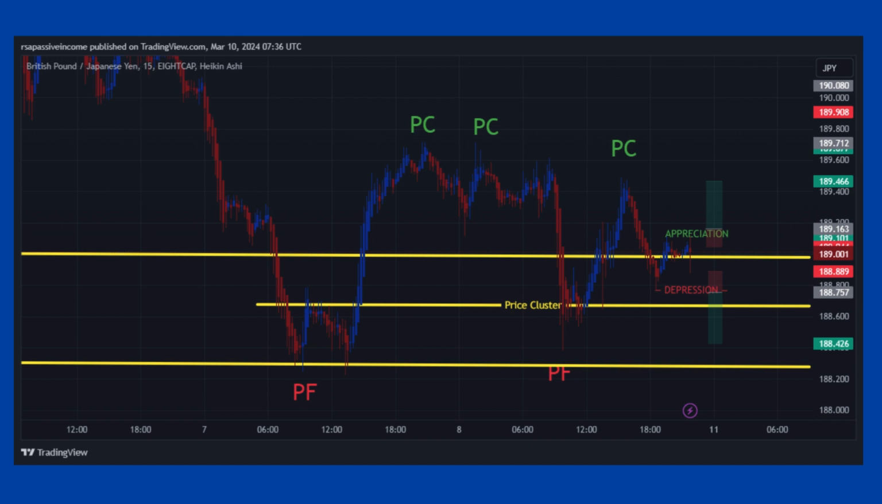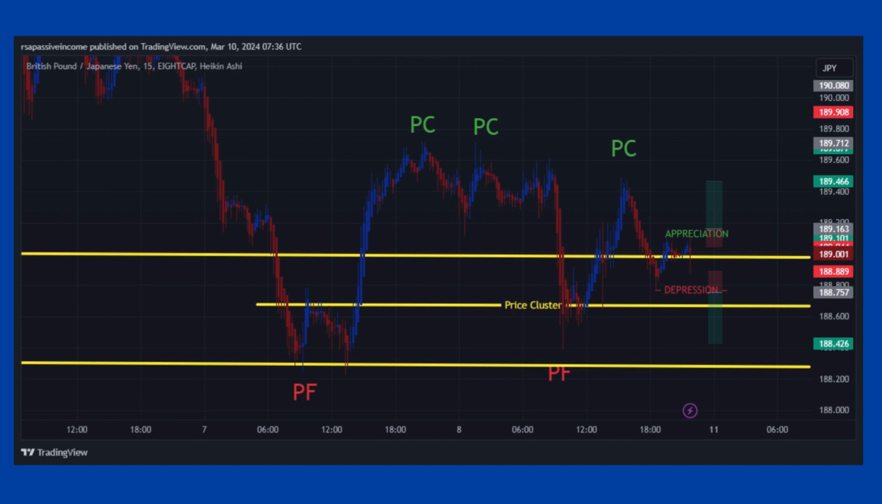Now, the price clutter that I observe is somewhere there. The price clutter there, right? Price clutter. And if we extend this price clutter, as you can see, it is still valid because the price hasn't broken that price clutter for the past few weeks.